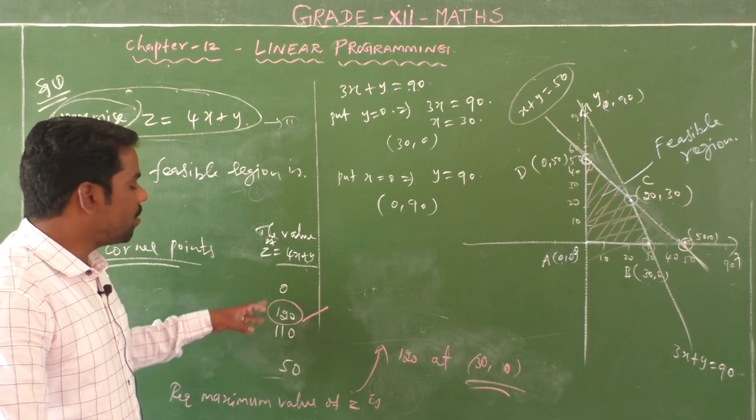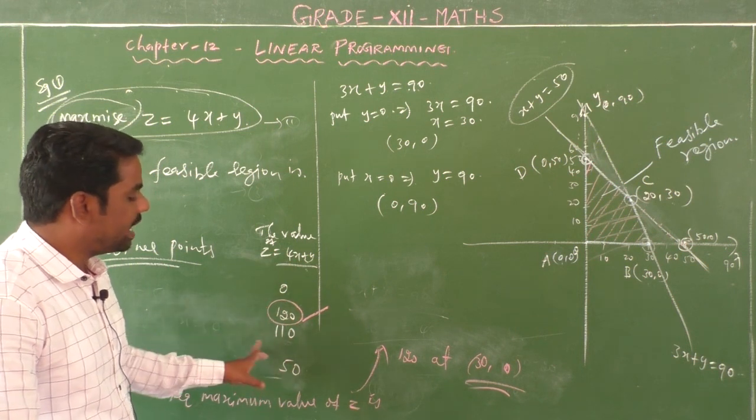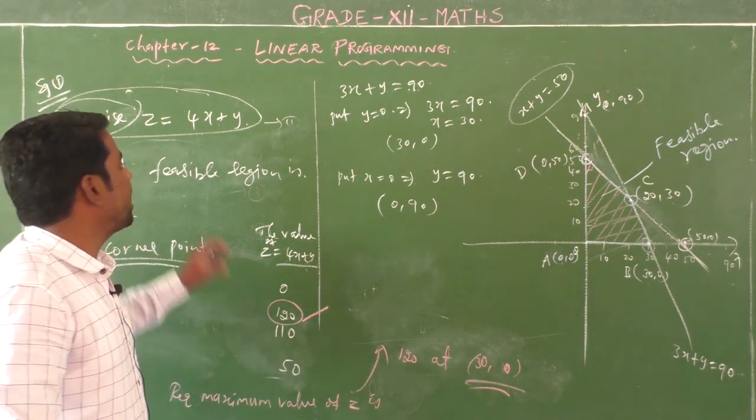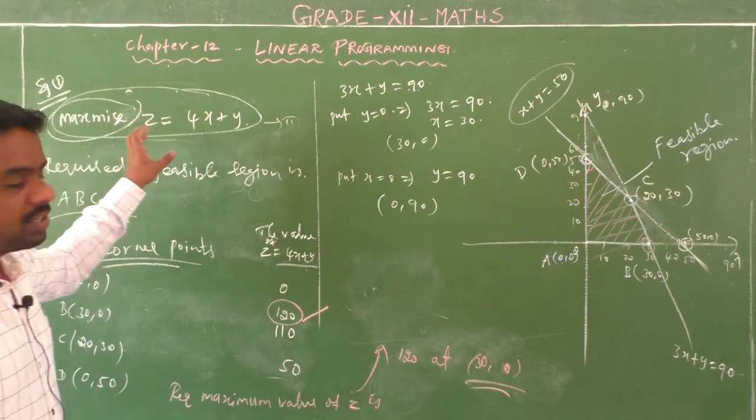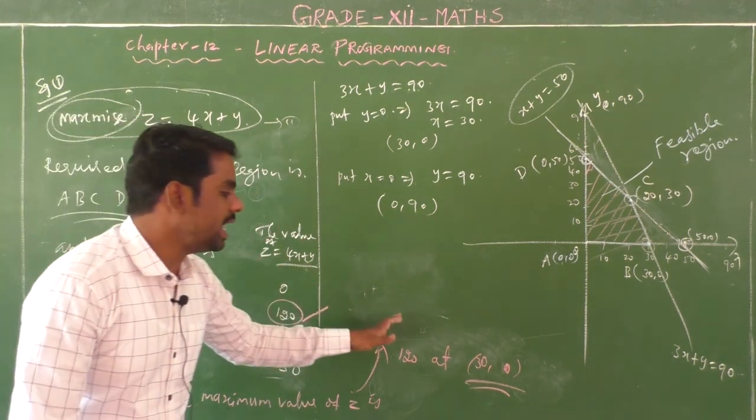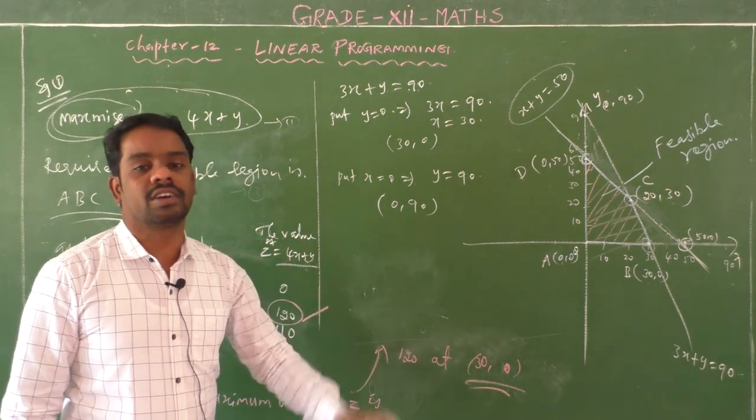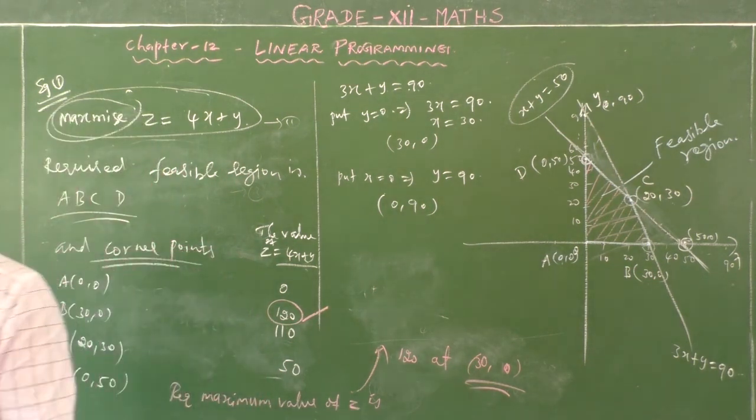Here the maximum of 0, 120, 110 and 50 is 120. Therefore the maximum value of the objective function z is 120 at 30 comma 0. This is the required answer. Okay, very simple question.